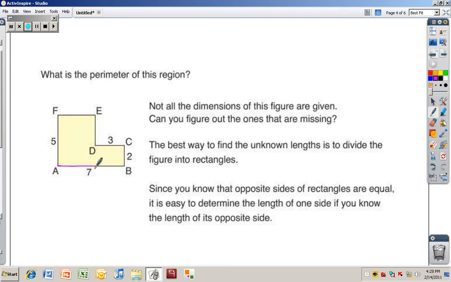You can see that this side is 7, this side is 2, this side is 3, and this side is 5. They don't tell you how long this side is, and they don't tell you how long that side is. You can figure out those sides given the other numbers. I'm going to clear this off, make it a little bit easier.